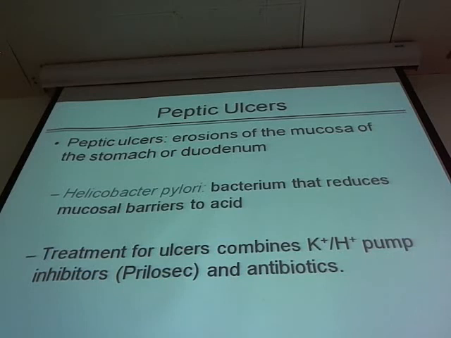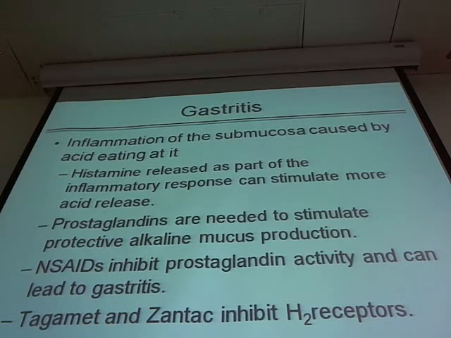Okay, treatment for ulcers: you have Prilosec, you have proton pump inhibitors. They inhibit the amount of hydrogen that goes into the stomach. That's your proton pump inhibitors. Gastritis. Can we go back to that? Proteins aren't being broken down? It means that not as much acid is getting in. The acid is what's eating away at the lining. You're still getting some acid to break things down. Okay.